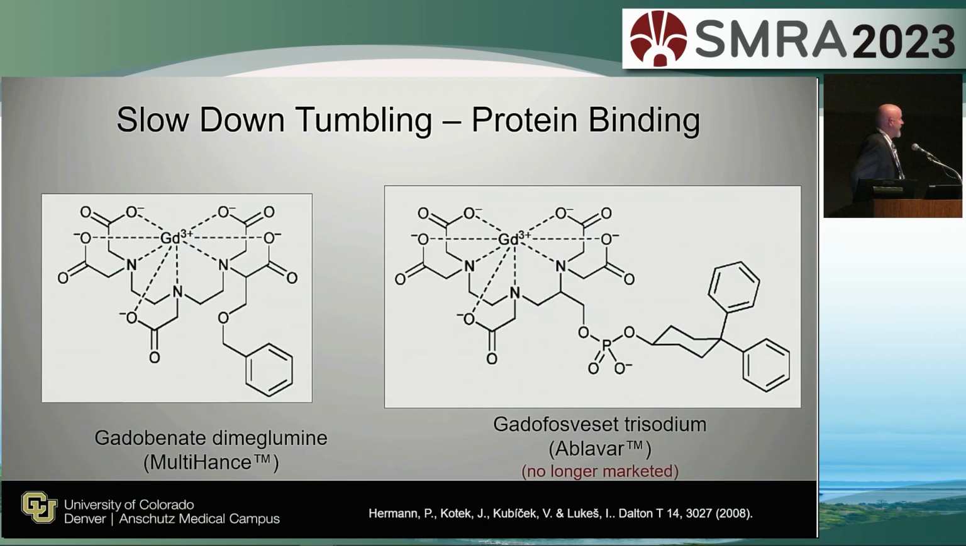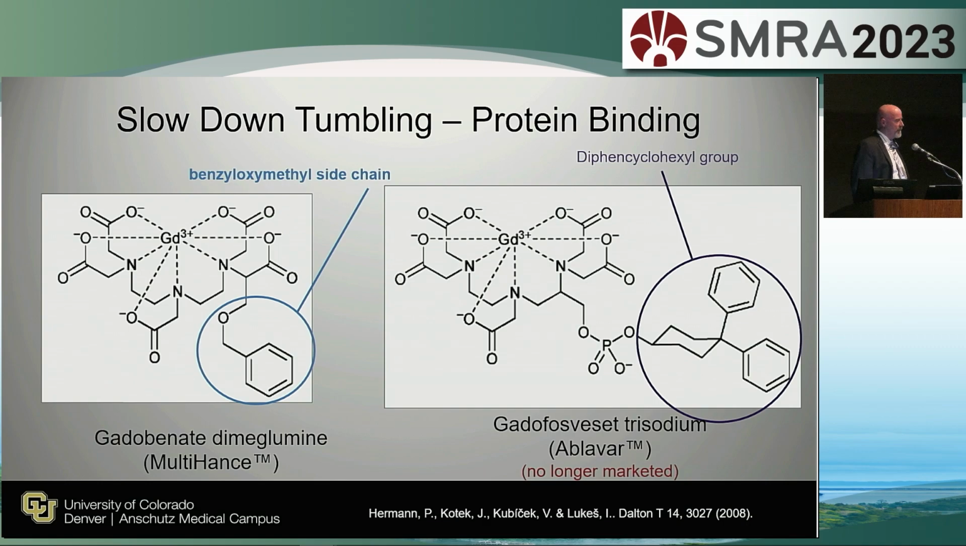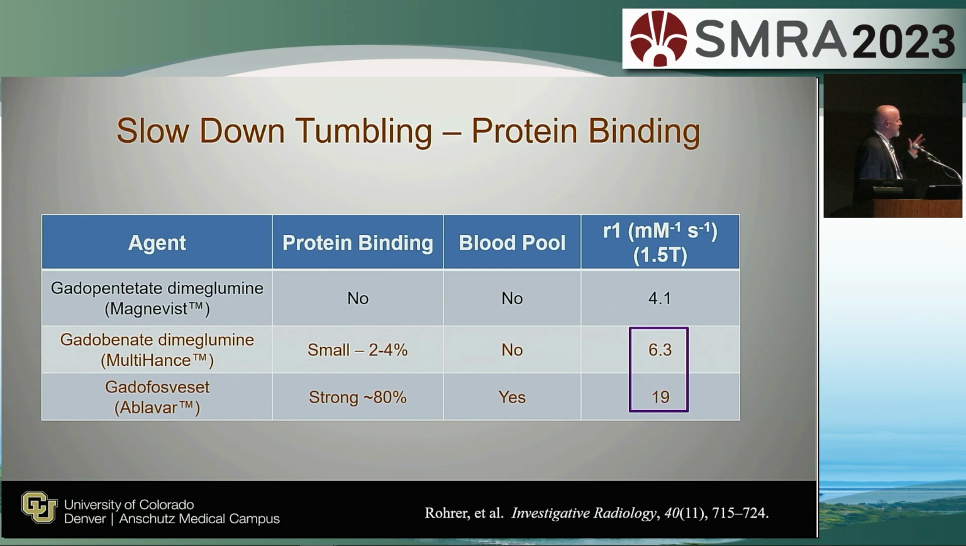So the molecule on the left here is gadobenate dimeglumine, which you know is MultiHance. It has a little side chain on it, which weakly binds protein. That slows the tumbling down a little bit on the molecules that are bound to protein, and that gives us a boost in relaxivity. The agent on the right is no longer available, but that's gadofosveset or Ablavar, which has a different side chain, which binds protein, particularly human serum albumin, quite a bit more tightly. And we can see that these relaxivities go up from the standard Magnavist, which I put there as a basis for comparison, up to 4, then to 6, and all the way up to 19. The Ablavar, because of its protein binding, actually turns into a blood pool agent as well. So really a big boost in R1 relaxivity.